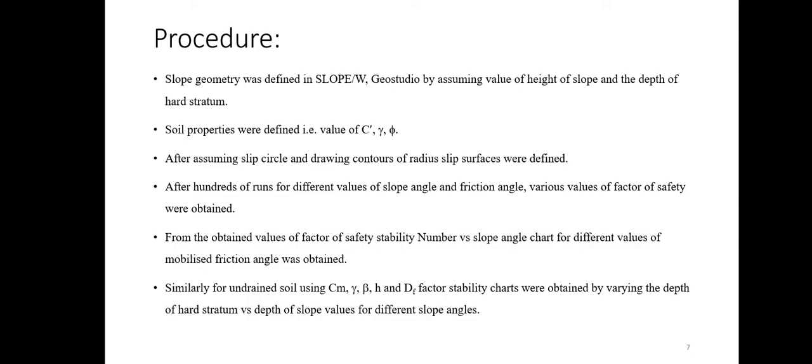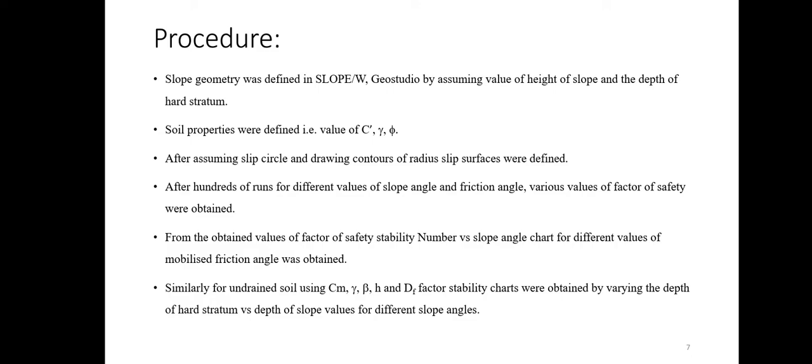A geometry was defined, and the slope properties were defined, that were c dash, gamma, and phi. After giving the properties to that soil mass, we assumed the slip circles by drawing the various contours of radius of the slip surfaces. After 100 runs of different values of the slope angle and friction angle, various values of factor of safety were obtained. From the obtained values of the factor of safety, a stability number versus slope angle chart for different values of mobilized friction angle was obtained.